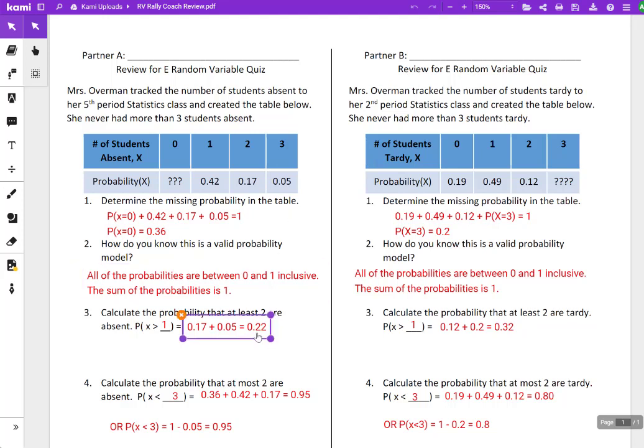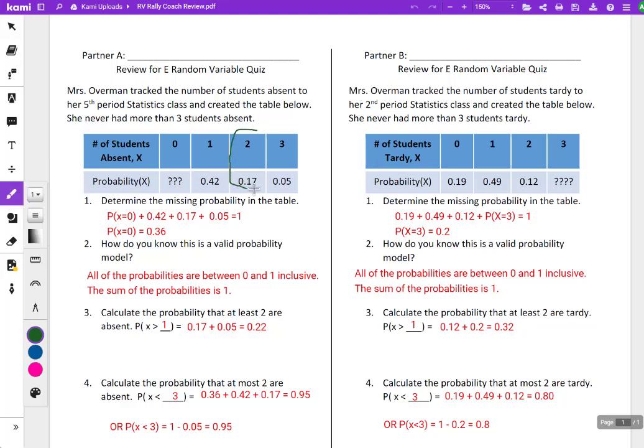So calculate the probability that at least 2 are absent. So what does at least 2 mean? Well, this would be at least 2. So there are a couple of ways to do it. By the way, that's the same as the probability that x is greater than 1. Make sure you understand, because you will have some questions that will ask you to put the right values in here. So at least 2 is definitely greater than 1, all right? And so we add up the 0.17, 0.05, and we get 0.22.